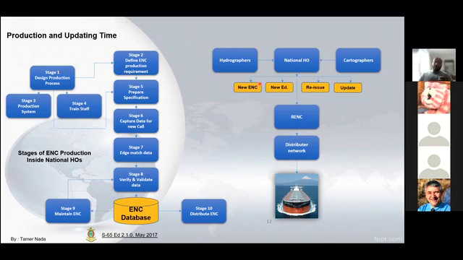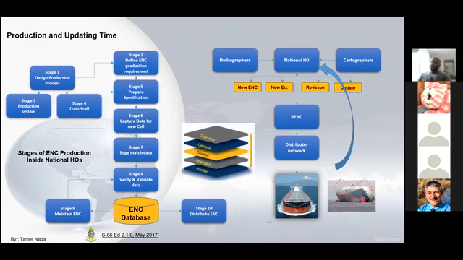So there are a number of ENC productions, like a new one, a new edition, reissue, or update, and then it has to go through the RENC, the regional ENC center, then the distributor network, and finally it goes to the end user. And that takes a lot of time to be produced.